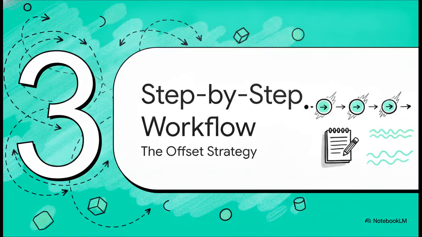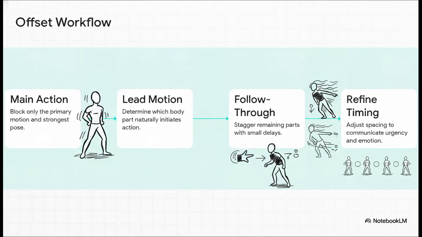Okay, now for the really fun part. Section 3, the step-by-step offset workflow. We're going to implement this staggered motion protocol using 4 distinct, easy-to-follow phases. Step 1, establish the main action. Step 2, add leading motion. Step 3, offset the follow-through. And Step 4, refine the timing.